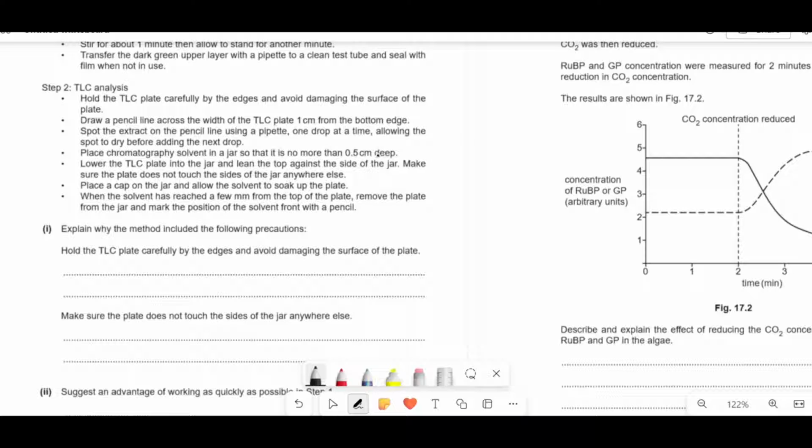They lowered the plate into the jar and leaned the top against the jar, made sure the plate does not touch the sides of the jar anywhere else, and then placed a cap on the jar and allowed the solvent to soak up the plate. When the solvent reached a few millimeters from the top, they removed it from the jar and then marked the position of the solvent front with a pencil.